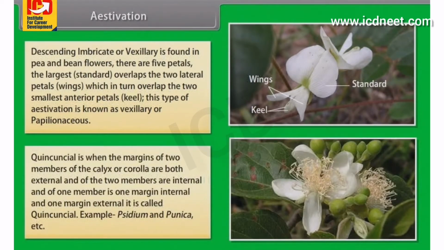Quincuncial is when, of the 5 members of the calyx or corolla, the margins of 2 members are both external, 2 members are both internal, and of one member one margin is internal and one margin is external. Then it is called quincuncial. Example, Psidium and Punica, etc.